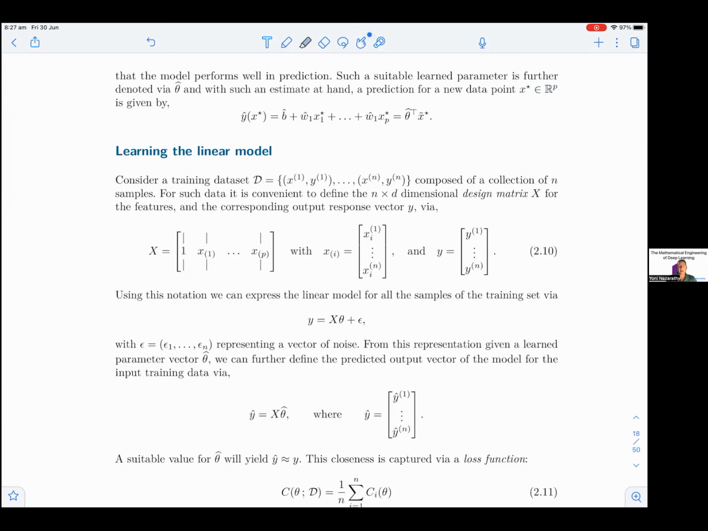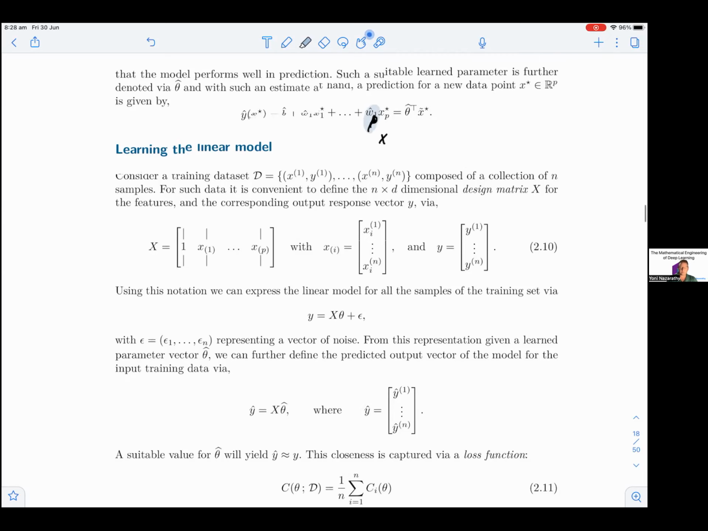is given by y hat of x star, which is going to be the intercept or bias b hat, plus the inner product of the weights and x star, which is represented here as w hat 1 x1 star up to w hat p xp star, where the p is a typo fix. Okay. And that equals theta hat transposed x star tilde.